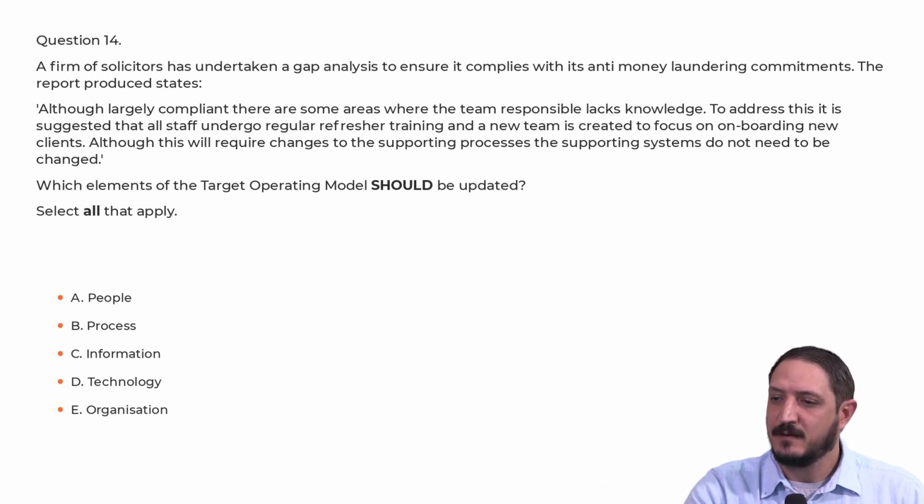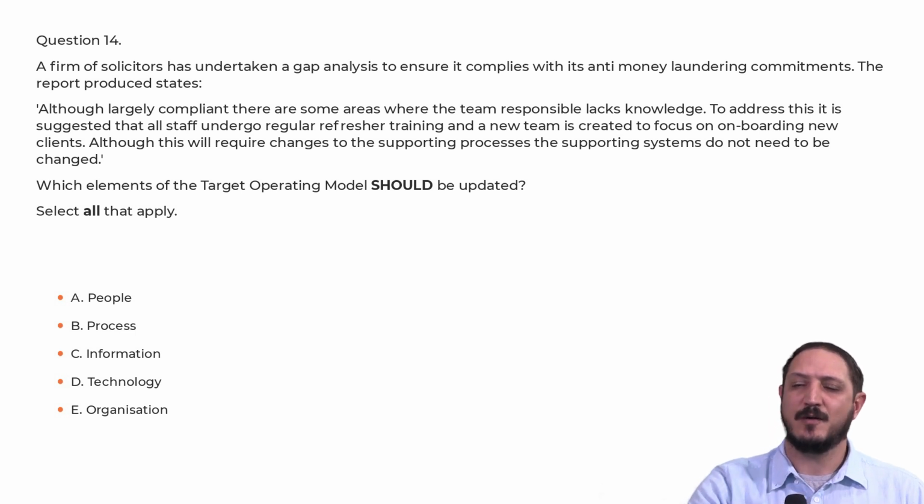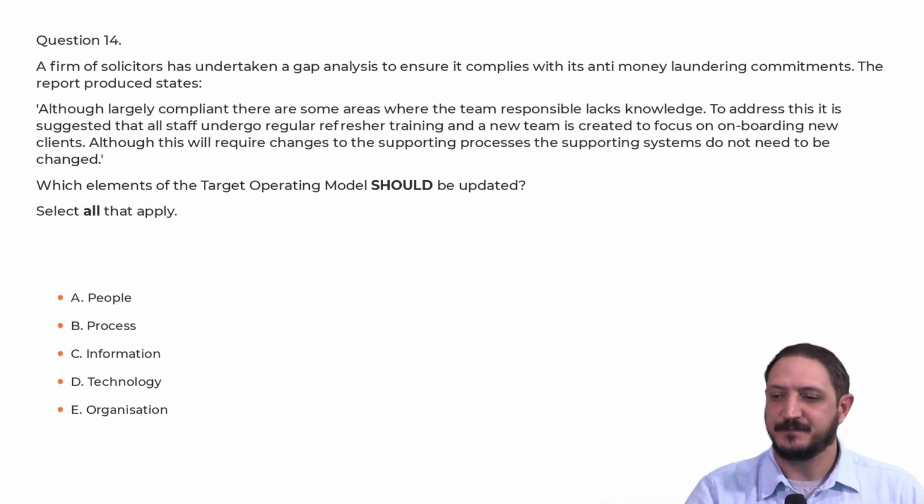So if we look here, although largely compliant, there are some areas where the team responsible lacks knowledge. To address this, it is suggested that all staff undergo regular refresher training and a new team is created to focus on onboarding new clients. Although this will require changes to the supporting processes, the supporting systems do not need to be changed. Okay, so it's asking us to select all that apply. Which elements of the target operating model should be updated?